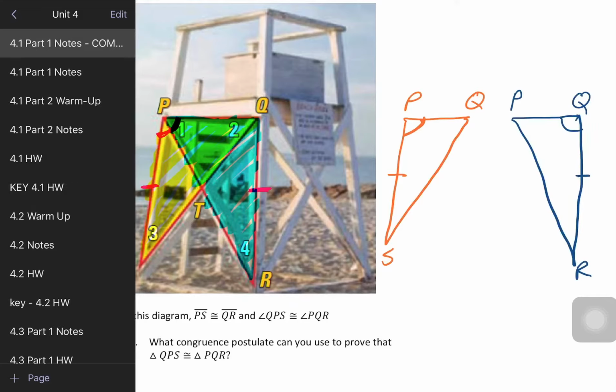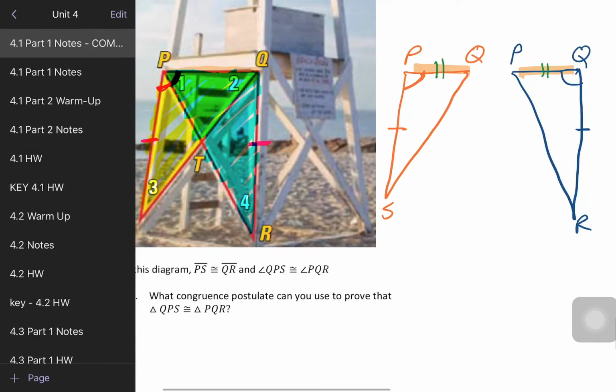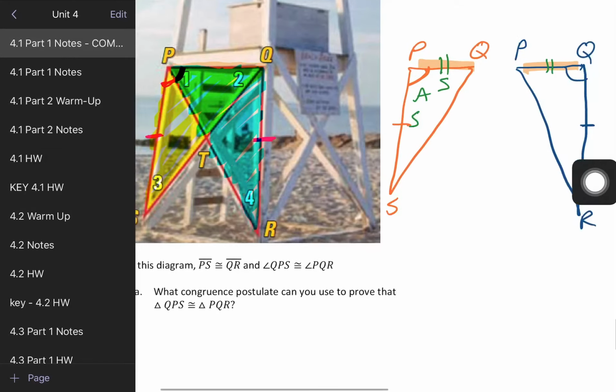Now notice that they both share the top side, PQ, right? They both share this side, so that would have to be congruent, right? So PQ is congruent to PQ. So what triangle congruence theorem can I use here? Side, angle, side.